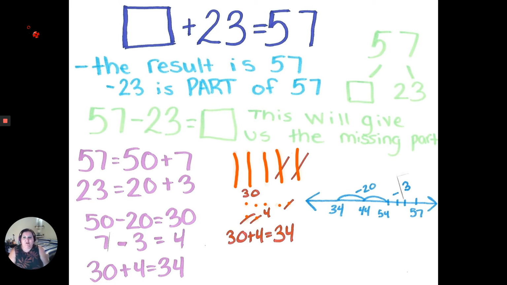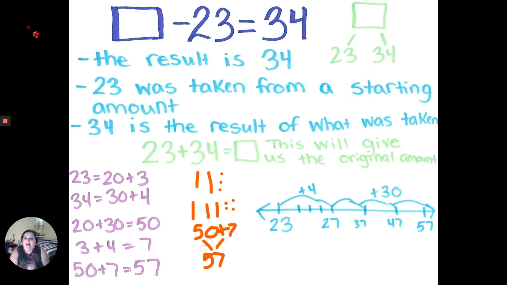I also solved this using sticker notation. I drew out 57, then I took away 23, and we were left with 34. Finally, I solved this using a number line. Started at 57, took away the 3 1s, and then took away the 2 10s. Once again, getting the answer 34. So unknown plus 23 is 57. Unknown is 34.